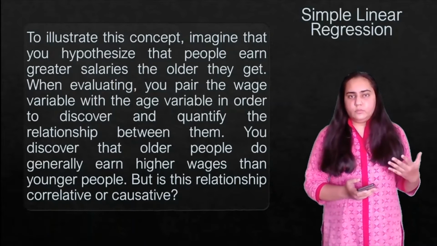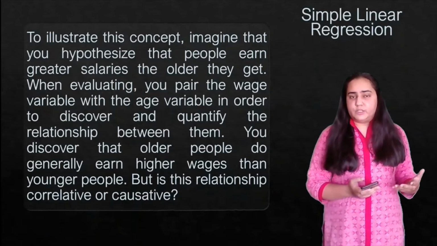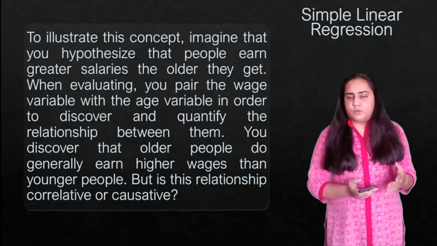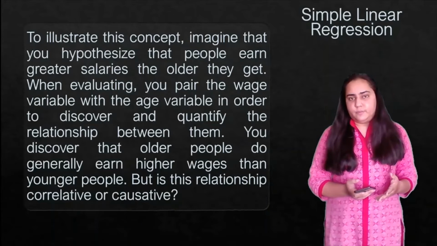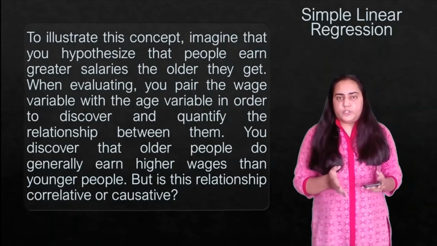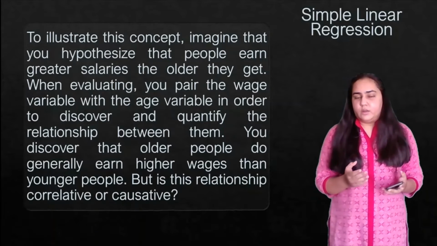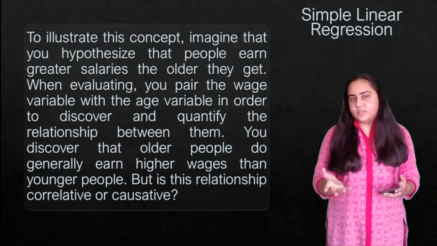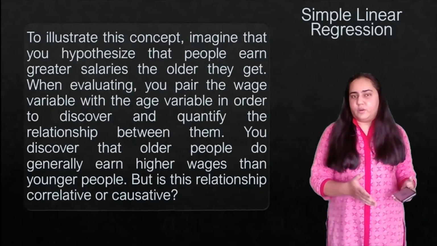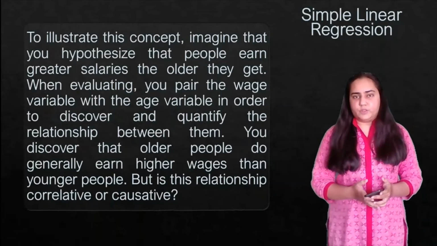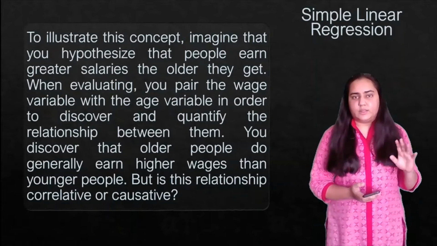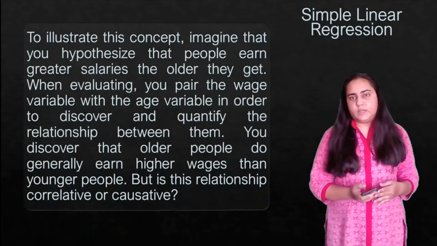So now you discover that older people do generally earn higher wages than younger people, but is this relationship correlative or causative? Correlative means you are saying that older people will earn higher wages. But causative would mean that because people are older, they are earning more. So it's not that being older just automatically makes you earn more wages. That's called causation. And we are going to see now the difference between the two.